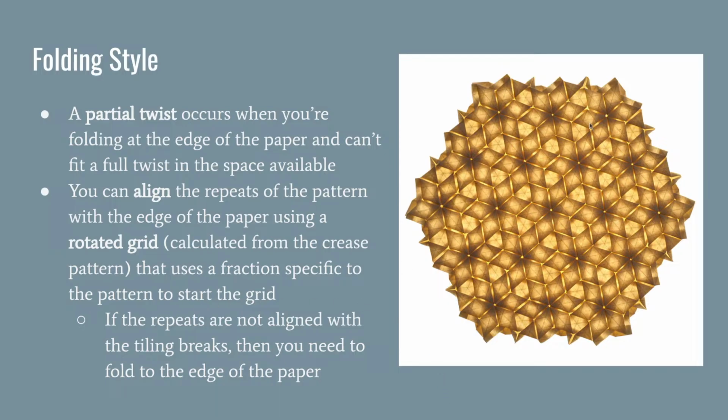And then, for this case, the repeats are not aligned with the tiling breaks, so I folded all the way to the edge of the paper to get these repeats showing up aligned with the edge. If your repeats are aligned with the tiling breaks, then you can have a nice pleated border.